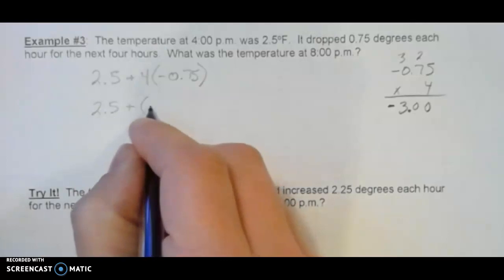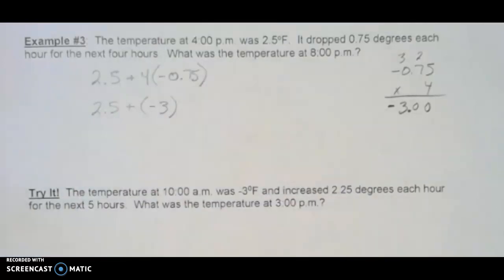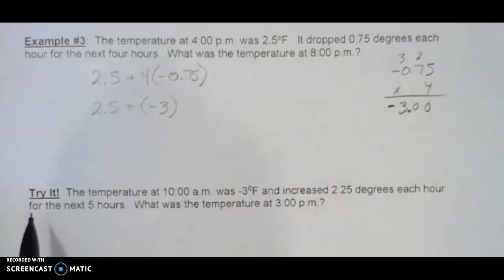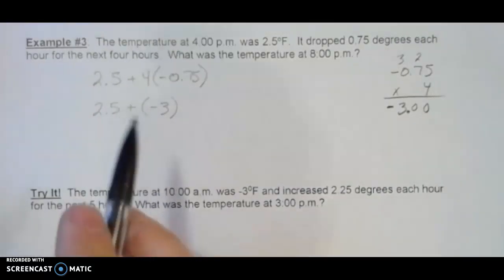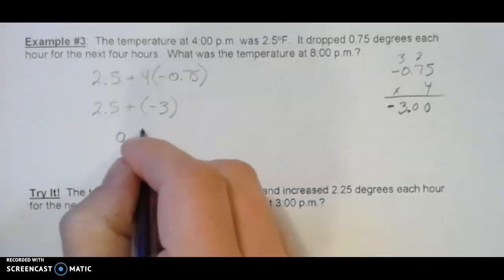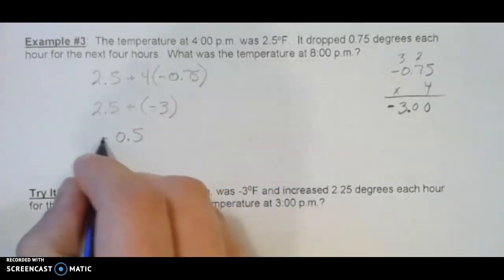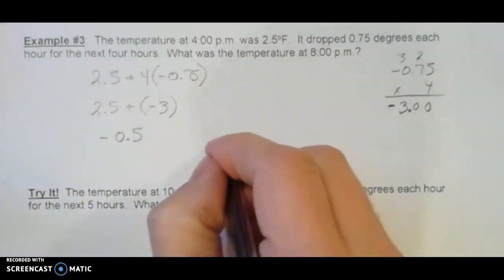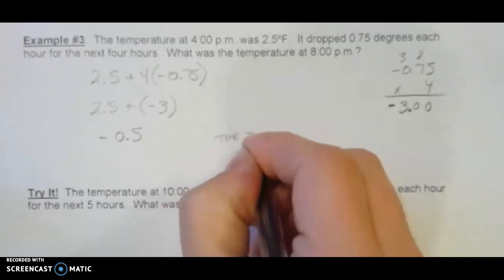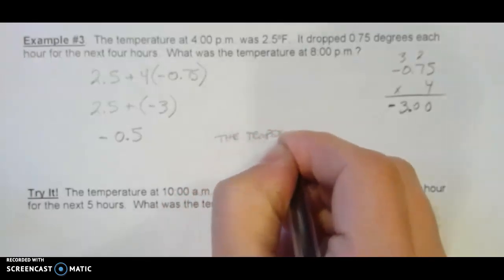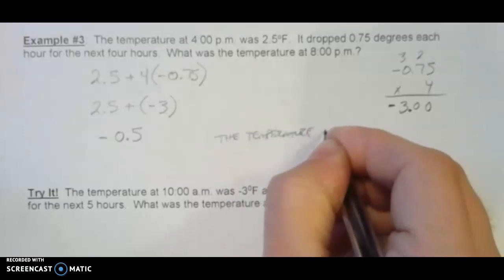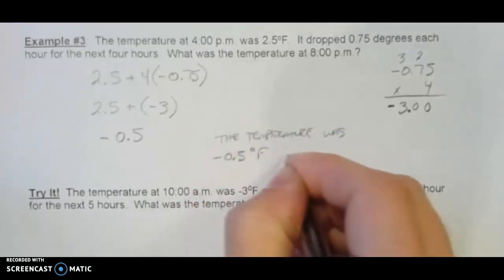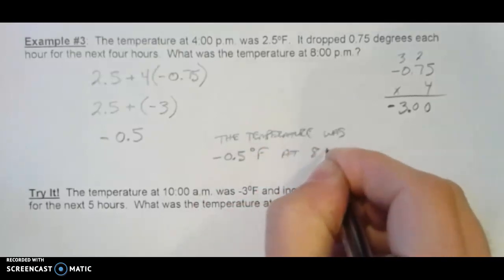So I have 2.5 plus negative 3. All right, these are different signs now, different signs. I'm going to subtract. 3 minus 2.5 is a half. And it's going to be a negative number since the negative number has the greater absolute value. And so this tells us what the temperature was. The temperature was negative a half a degree Fahrenheit at 8 p.m.